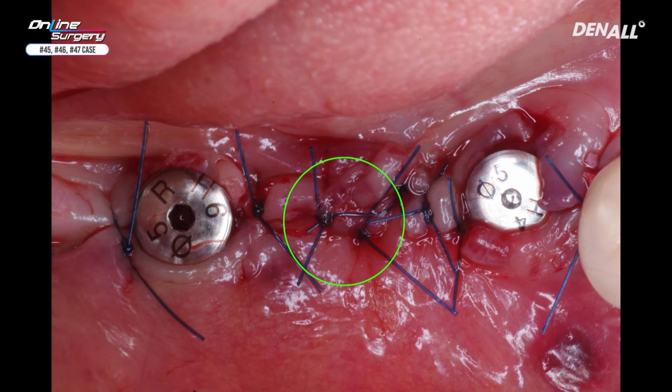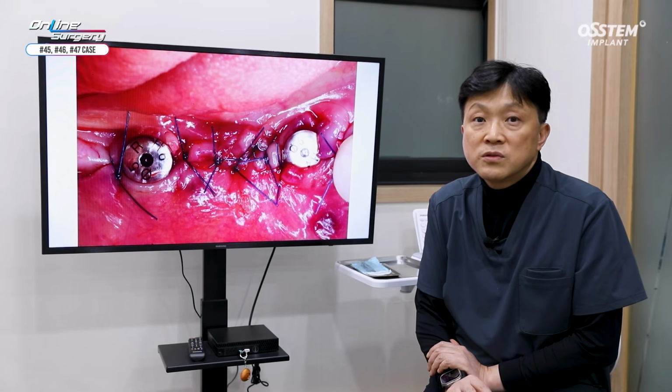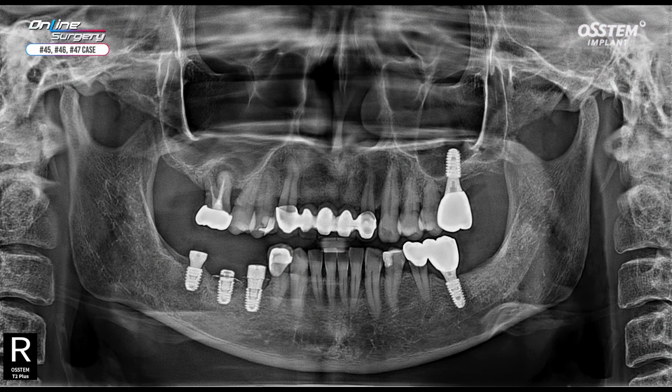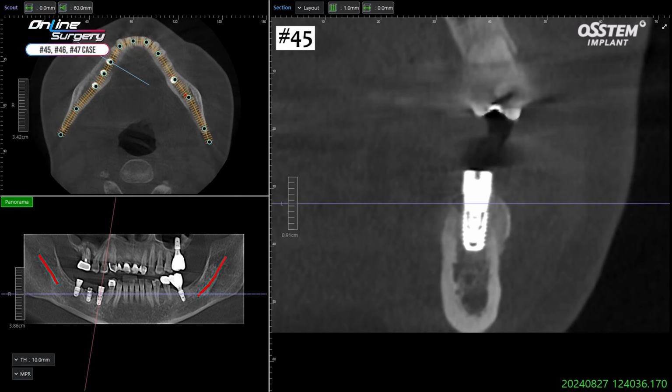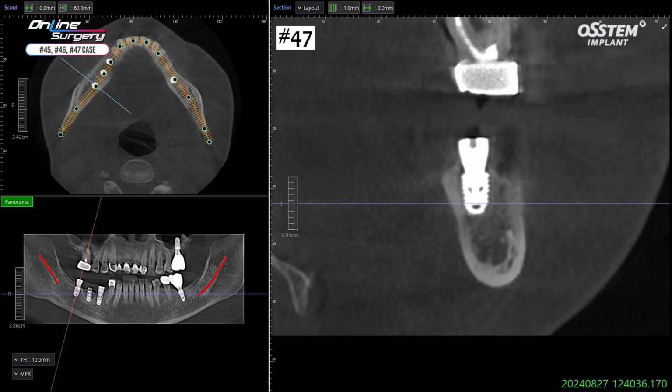And for number 46, I used a cover cap to submerge the implant. For number 45 and number 47, healing abutments were applied with one-stage surgery. This is a post-op panoramic X-ray. On the CT image, you can see that implants are placed for number 45, number 46, and number 47.